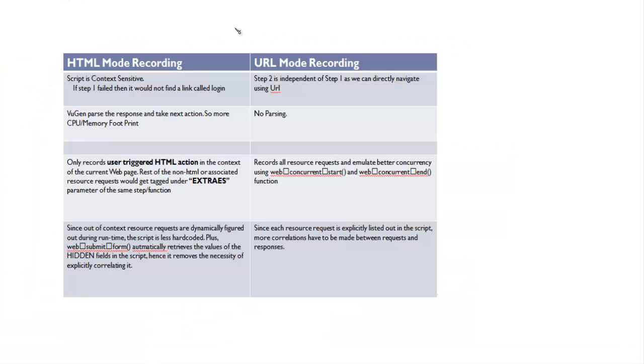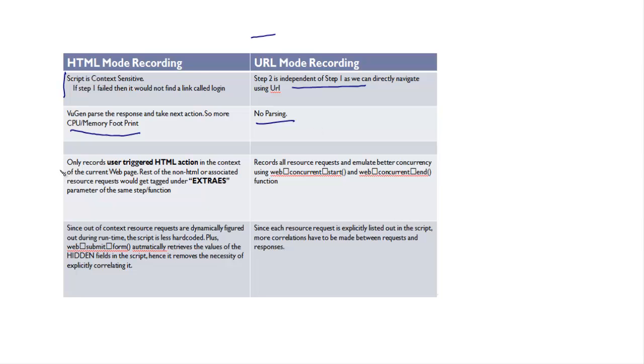So before I finish, here is the main comparison between HTML and URL mode. In HTML mode, the script is context sensitive, whereas in URL mode, step 2 is independent of step 1. And since the virtual user generator needs to parse the response to take the next action, we need more CPU and memory on the machine on which this script is going to run. Here, with no parsing, the CPU and memory utilization is less compared to HTML mode recording.